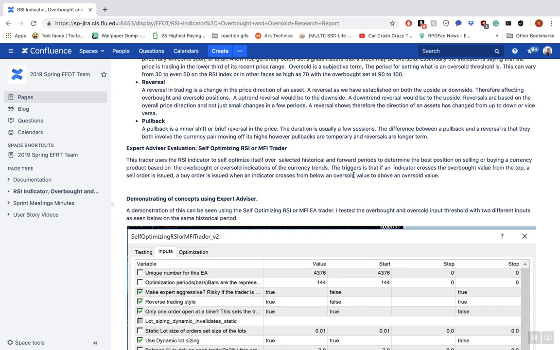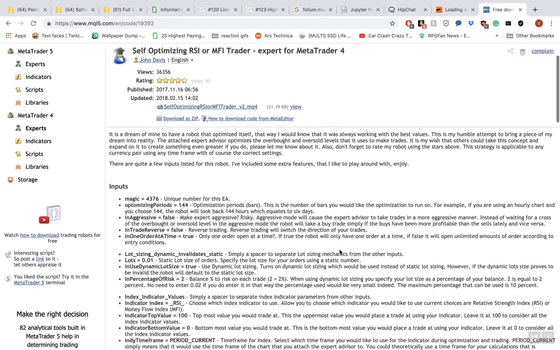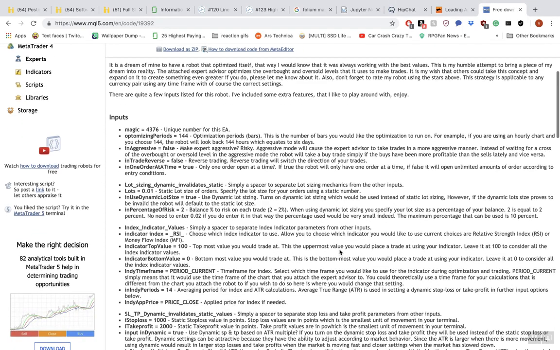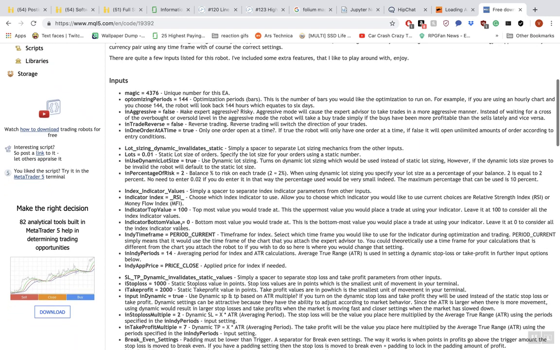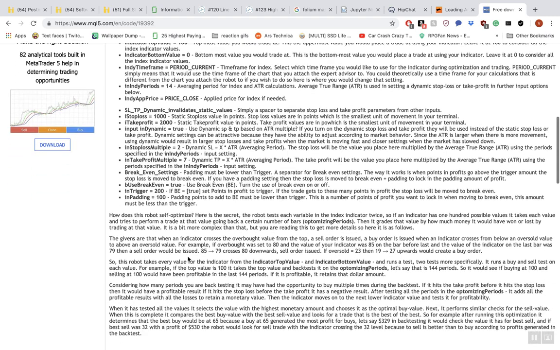position. So let's look at the page here. What it does, as we discussed in our code review, has a lot of inputs. It looks at the optimization periods, which is 144, indicator value RSI, the top value 100, indicator value 0. However, this can be changed as we will look at. And our basic stop loss, take profit positions, and it can even be set to break even.